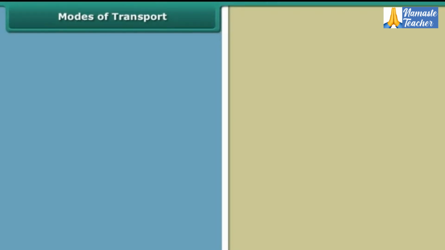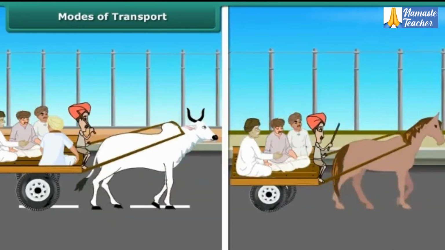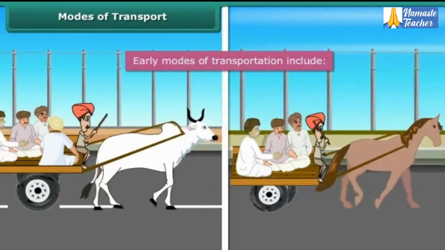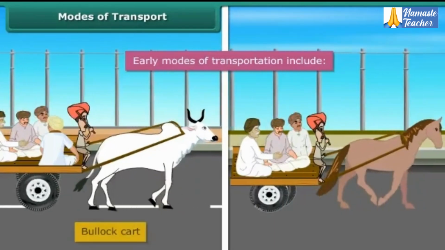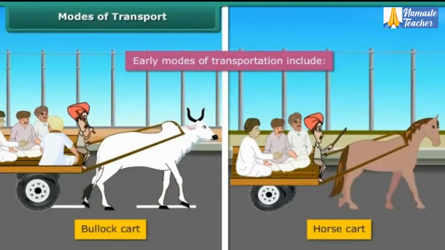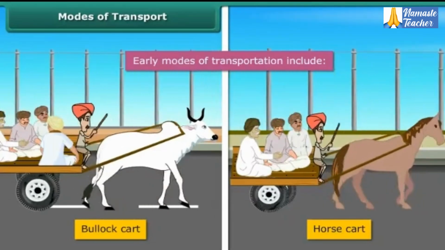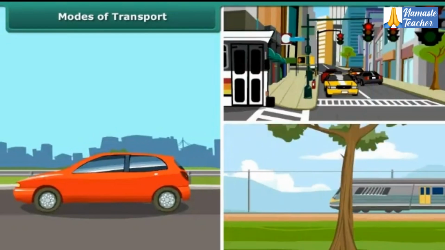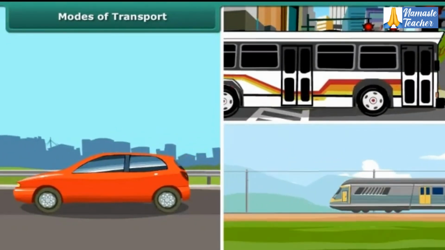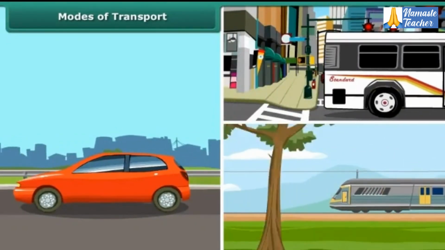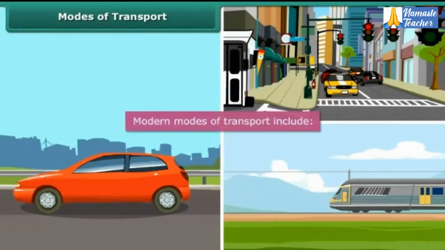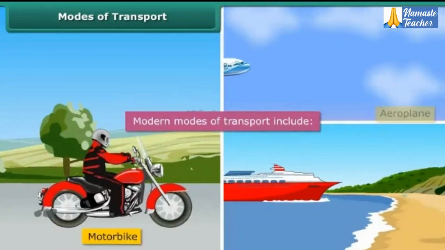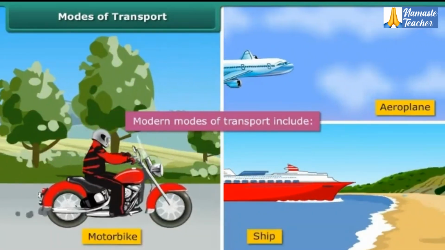Modes of transport. Have you wondered how people traveled in the earlier days? In the early days, people have always used animals to travel from one place to another. For example, bullock cart, horse cart, etc. Can you imagine using a bullock cart to come to school every day now? Nowadays, we have progressed and we have learnt we can use fuel and natural resources to create better modes of transport. As you can see, hence we now have cars, buses, roads, railways, motorbikes, aeroplanes, ships, etc. to travel.